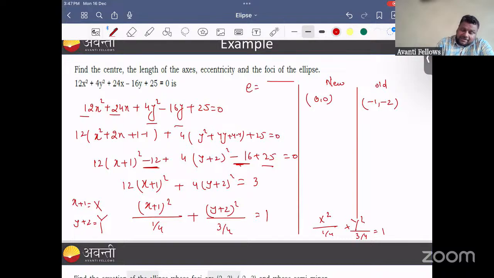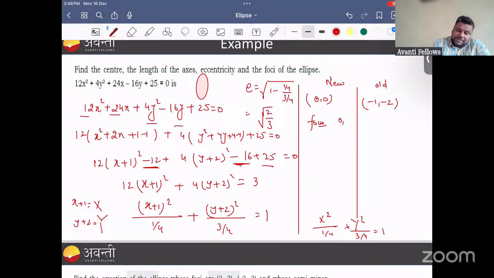Now, eccentricity will be under root of 1 minus b square upon a square, and here you realize this b is greater than a. Yes or no? This will be this kind of ellipse. B is greater than A. So eccentricity will be under root of minor upon major. Now minor will be 1 by 4, major will be 3 by 4. 4 cancel. It will be under root 2 upon 3. Under root 2 upon under root of 3. Understood?